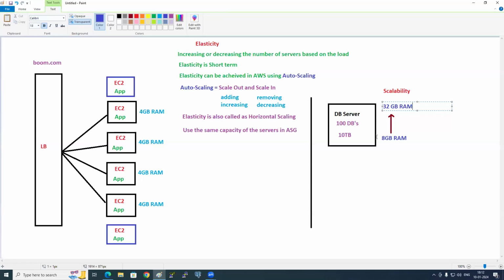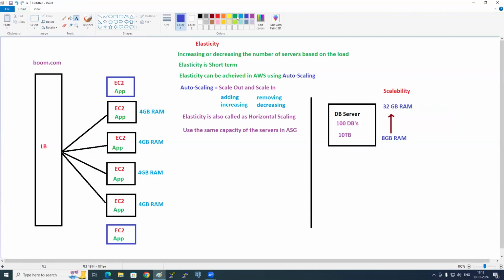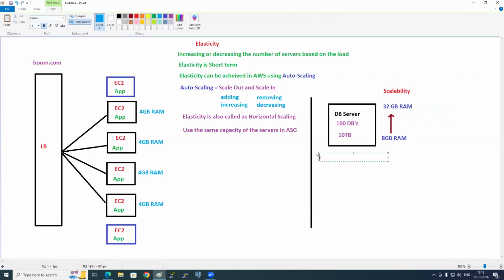So now you understand? Lakshman, you asked the same question. So what is scalability? Increasing the capacity of the server is called scalability. Now, what is auto scaling?